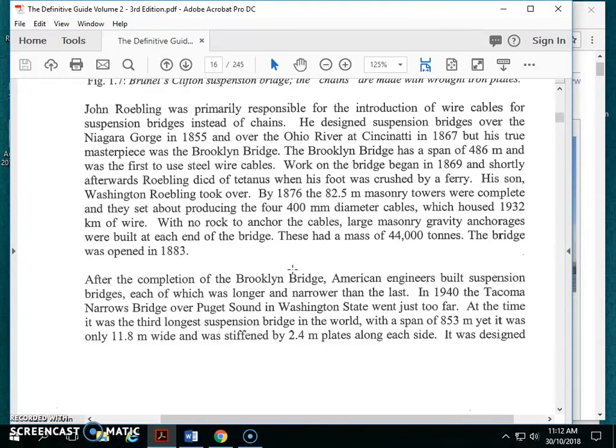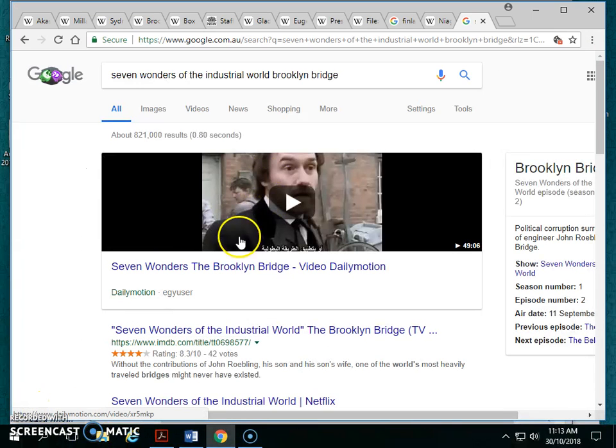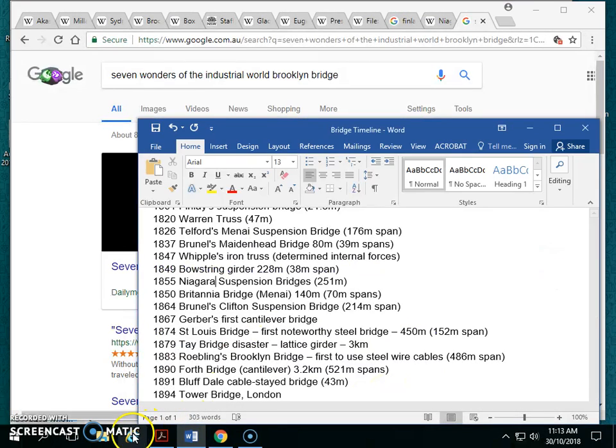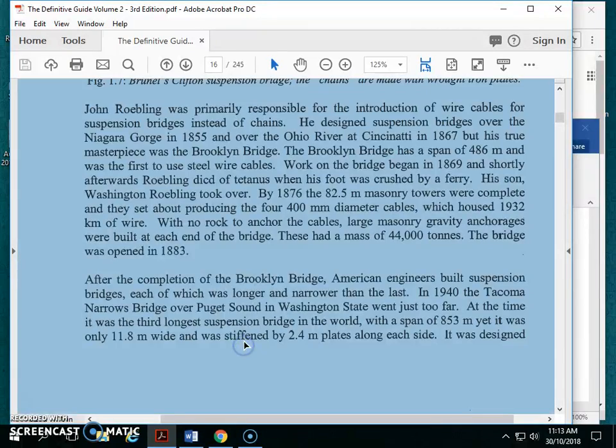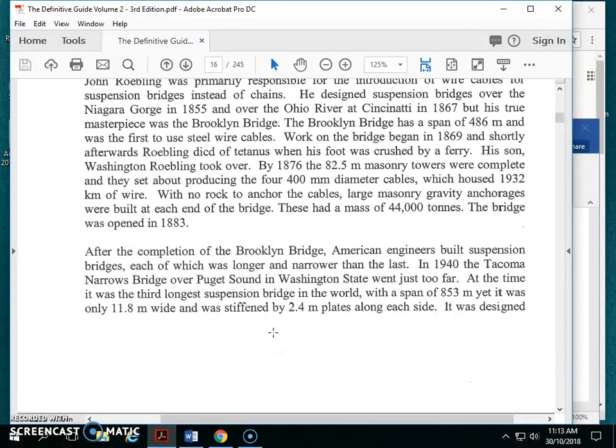Okay, so the Brooklyn Bridge. The Brooklyn Bridge is one of the ones that I mentioned in the Seven Wonders. So you can watch on the internet, Seven Wonders of the Industrial World. There's the Brooklyn Bridge video. So it was built by both Roebling and his son. I won't give any spoilers there, but it was a pretty important, significant bridge.